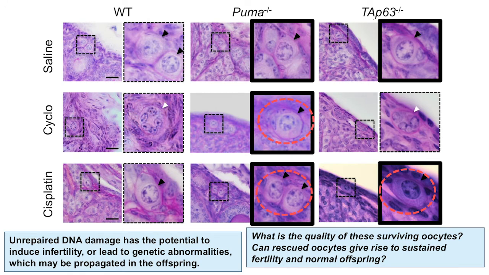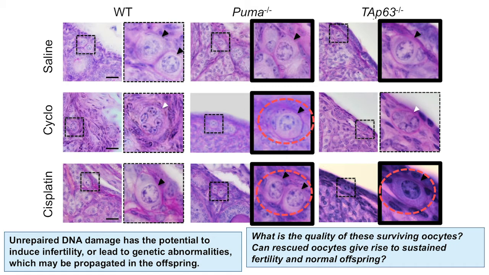So we were able to rescue all of the primordial follicles from loss caused by cisplatin and cyclophosphamide in the Puma knockout females, but what actually did these primordial follicles that survived look like? Well, if you look at the middle panel on this particular figure for the Puma knockout females and saline, cyclophosphamide and cisplatin treated animals, you can see that they actually look morphologically normal. They don't look any different after cisplatin or cyclophosphamide treatment.